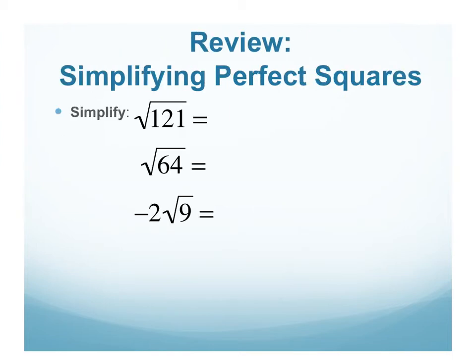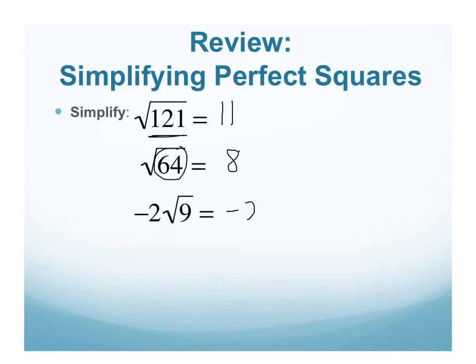Okay, moving on, we're going to simplify perfect squares. So I need to think, what number multiplied by itself gives me 121? 121 is 11 multiplied by 11, so the square root of 121 is just 11. Okay, what number multiplied by itself gives me 64? 64 is 8 multiplied by 8, so the square root of 64 is 8.